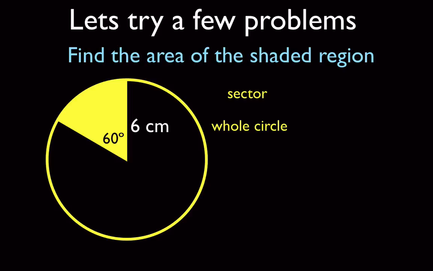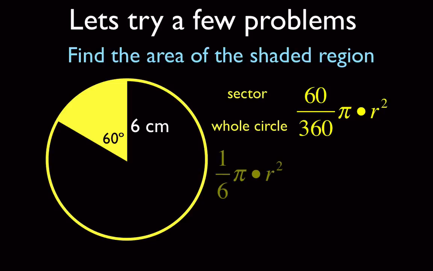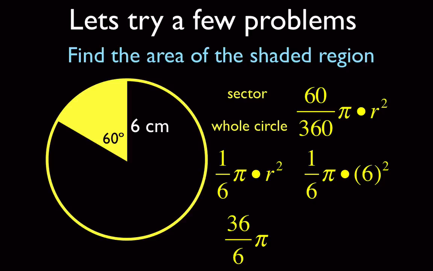Alright, so hopefully you realize it's going to be 60 on top because that's a sector over 360. Simplifying 60 over 360 gives you 1/6. Now we're going to plug in our 6. 6 times 6 is 36. And 36 divided by 6 is 6 pi centimeters squared.